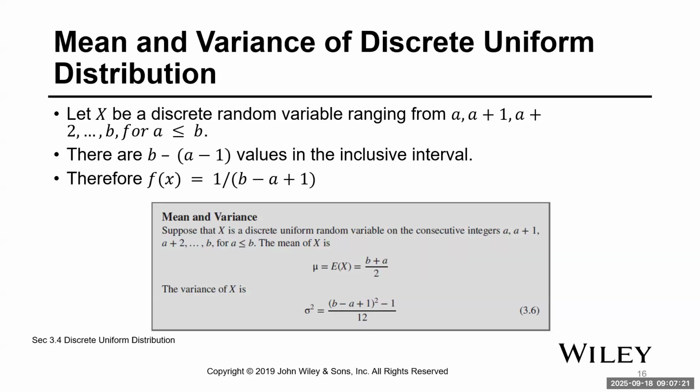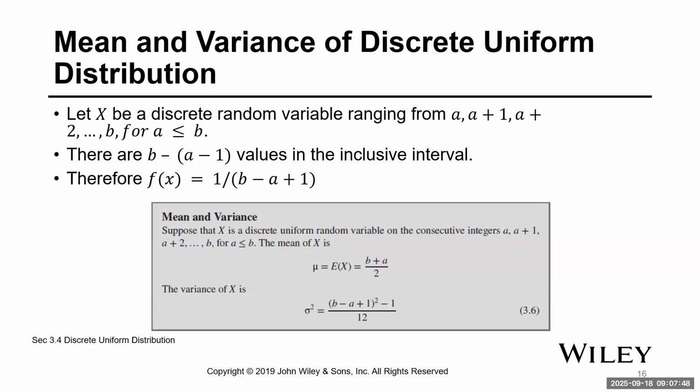So the mean is equal to b plus a over 2, so this is that range over 2, which again, you're averaging your high and your low, right? And then your variance, or sigma squared, is b minus a, so that's high minus low, plus 1 squared, minus 1, divided by 12.